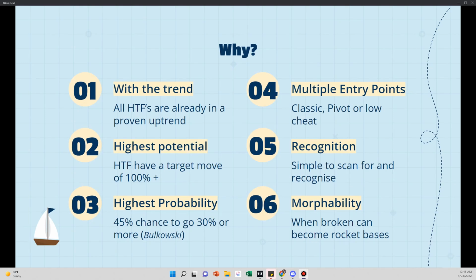The other thing is when you then want to start finessing some of the entry points within high tight flags. I trade them slightly differently from the classic way, and more in line with the kind of Lifes Ready style of entry. There are multiple entry points here. There's a classic one, which is a break above that high point, which will normally happen somewhere in the 3 to 8 week mark. You often find multiple pivot points when it starts coming off the lows somewhere after the 3 week mark. There are many pivot points, or low cheat entries, which tend to be the ones that I use.